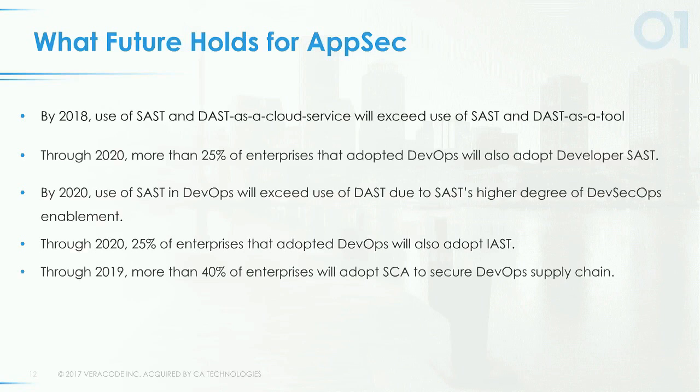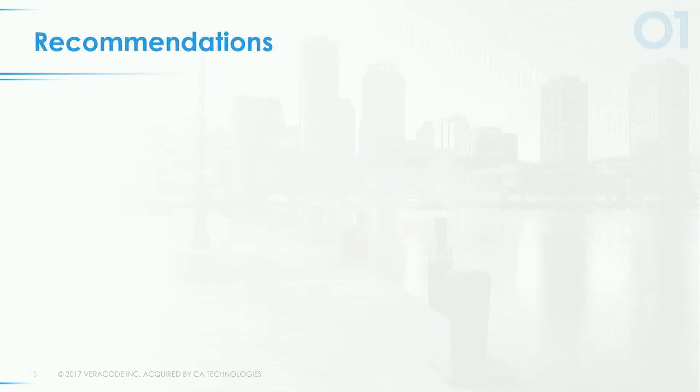My last prediction here is that for 2019, more than 40% of enterprises will adopt SCA to secure the DevOps supply chain. Today, we would estimate that SCA adoption is somewhat in excess of 20%, but more and more organizations understand that today's development is as much an assembly as it is homegrown code writing. Therefore, we believe that within a couple of years, more than 40% of enterprises will adopt software composition analysis.